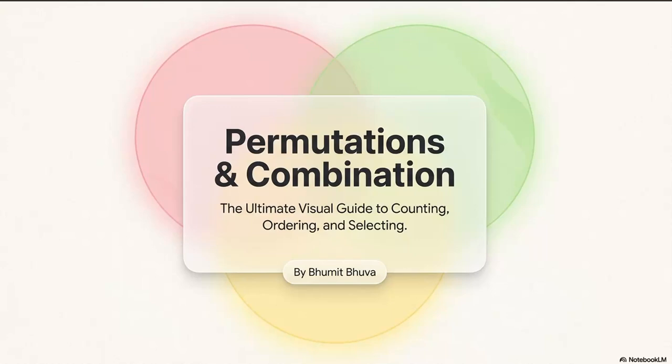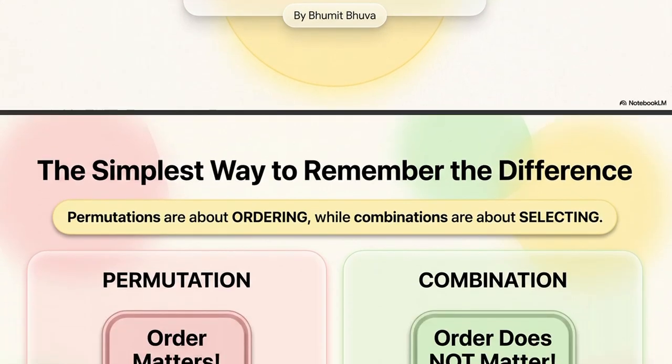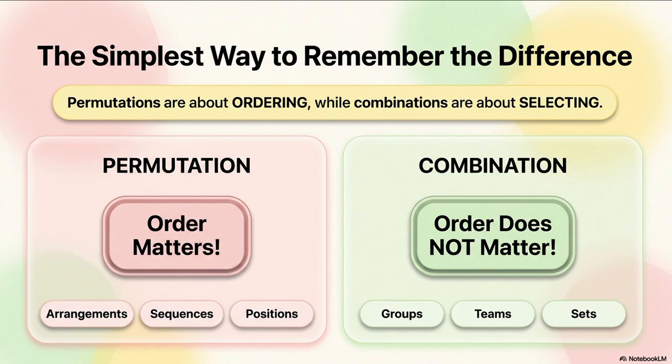Hello everyone. In this masterclass, I will tell you what is a permutation, what is a combination, and what is the difference between permutation and combination. So let's start with the simple thing. The simplest way to remember the difference is that whenever order matters, permutation will come. Whenever order does not matter, in that case, combination will come. So now what is the meaning of order matters or order does not matter?